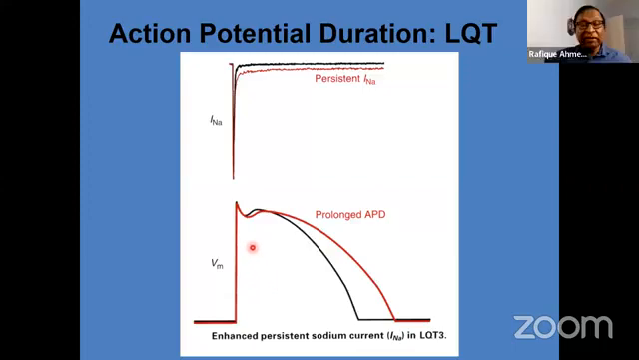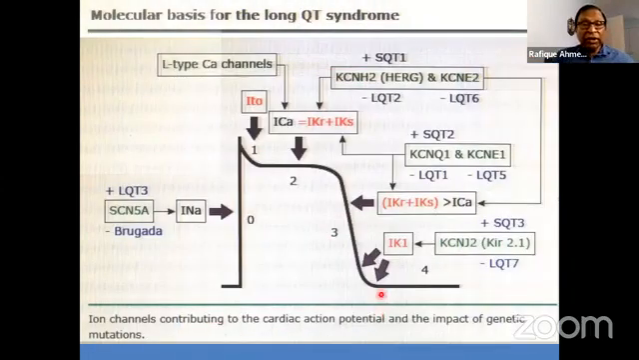So this is just a simple example. In long QT3, there is a problem with the sodium channel. It prolongs the action potential, and that prolongation can lead to cardiac arrhythmia. So if you look at this, in long QT syndrome, long QT3, there is more activity of the sodium channel. In Brugada, there is less. And then other kinds of long QT, long QT2, long QT6, these are all potassium current problems. So try to understand them, and that will help how we can treat these patients.